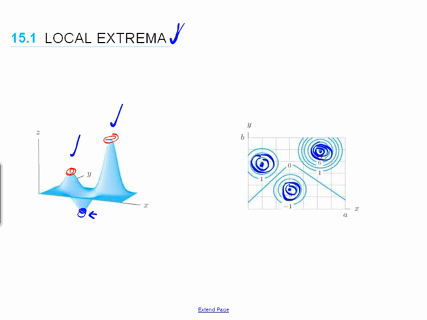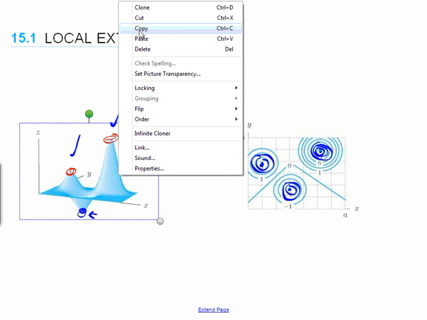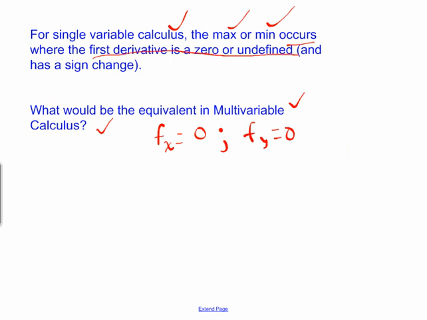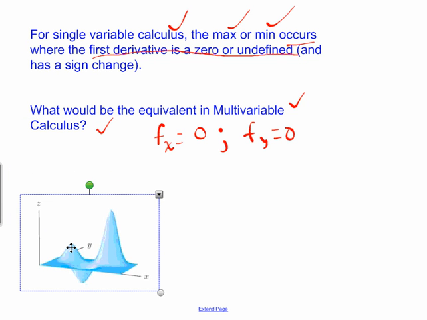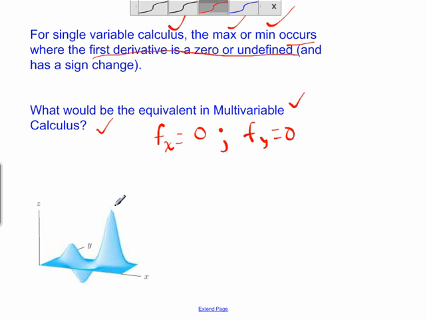Well, if we go back to this image that we have of a 3-dimensional system, at our local maxes and min, so let's just look at one of these. At our local max at this point, both in the x direction and in the y direction at that point, my partial derivatives are 0. Okay, that's the equivalent.